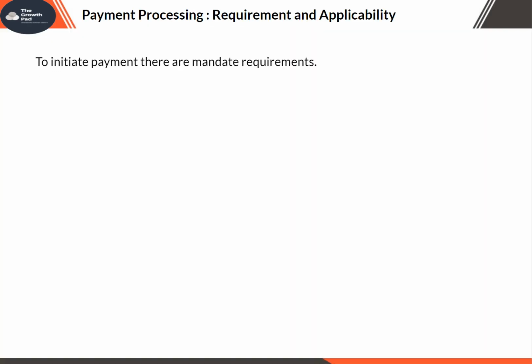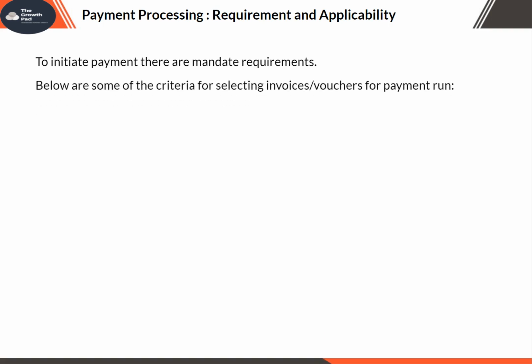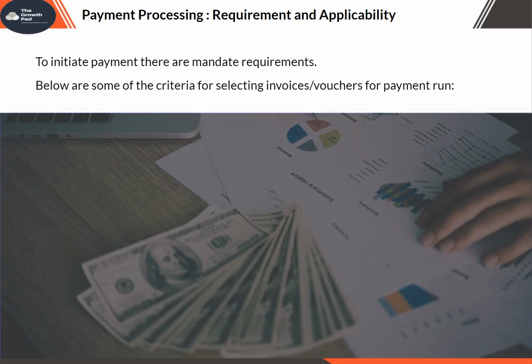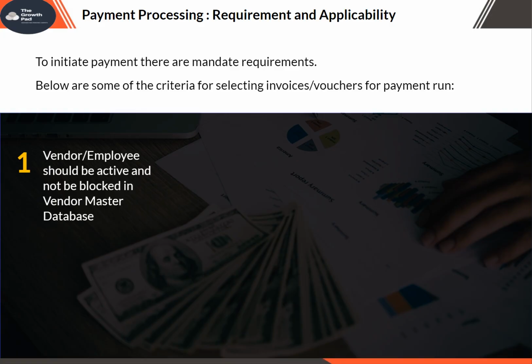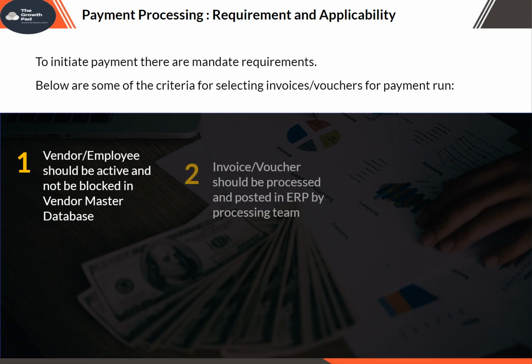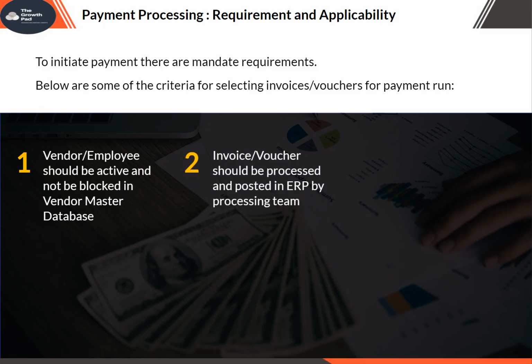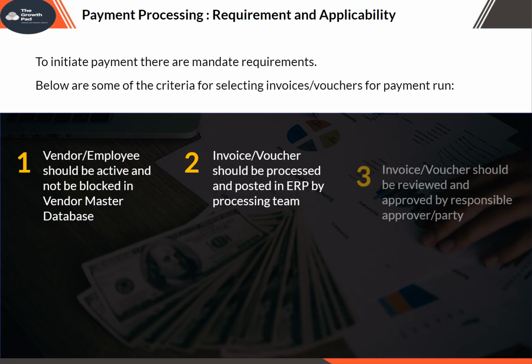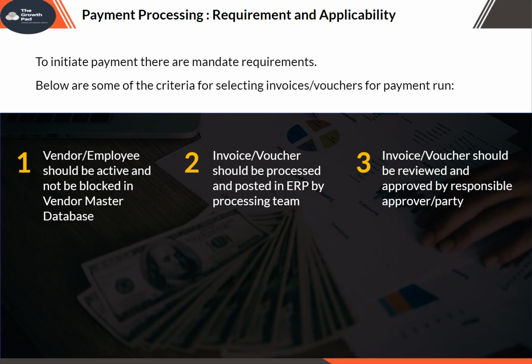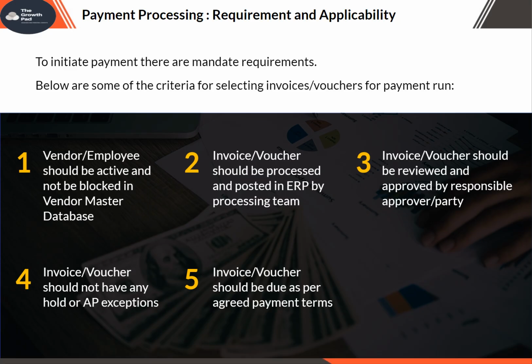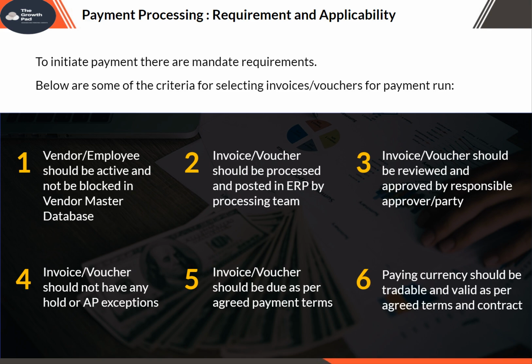To initiate payment there are mandatory requirements. Below are some of the criteria for selecting invoices or vouchers for payment run. Vendor or employee should be active, and not be blocked in vendor master database. Invoice or voucher should be processed, and posted in ERP by processing team. Invoice or voucher should be reviewed, and approved by responsible approver or party. Invoice or voucher should not have any hold or AP exceptions. Invoice or voucher should be due, as per agreed payment terms. Paying currency should be tradable, and valid as per agreed terms and contract.